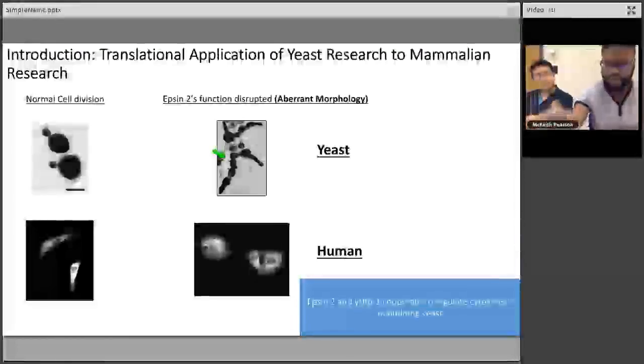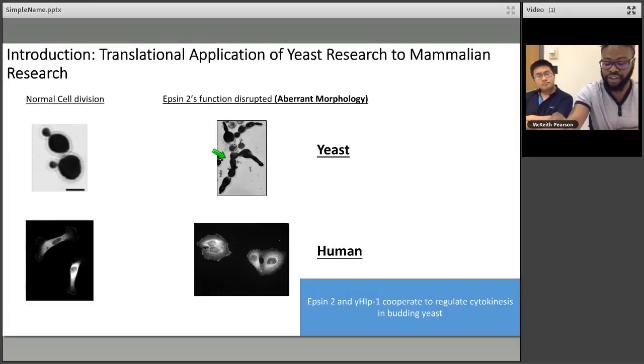Additionally, cells that have defects revert back to normal cell division when yeast HIP1 is not present in the cells, as you can see here. Because of this, our lab hypothesizes that Epsin2 interacts with yeast HIP1 to regulate cytokinesis. Just to reiterate the significance of our yeast cell research, our lab has performed the same experiment in human cells. As you can see, in the human cells, cell division was disrupted. These experiments are done with a dye that allows us to see the interior of the cell, called methylene blue.